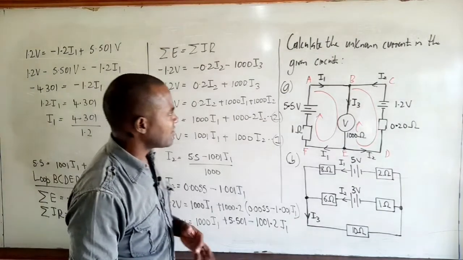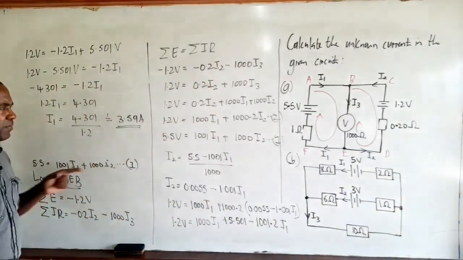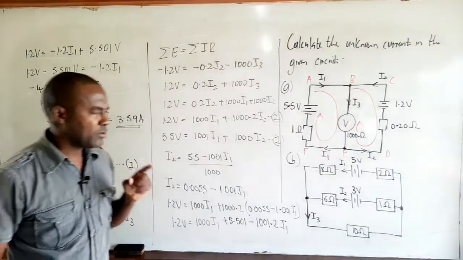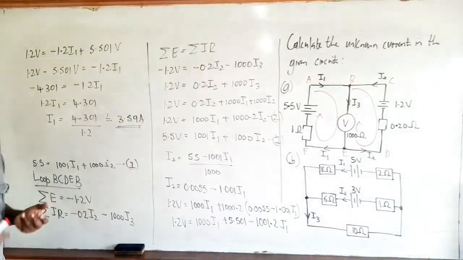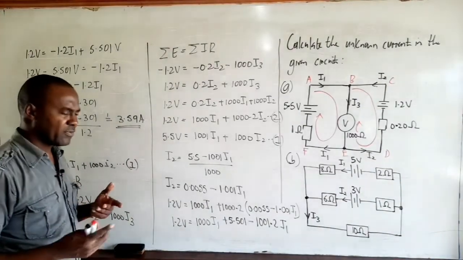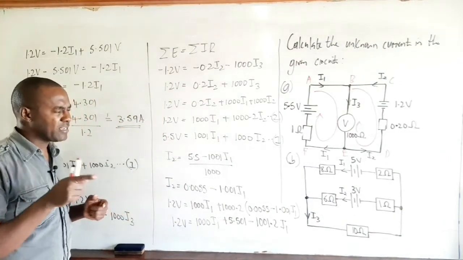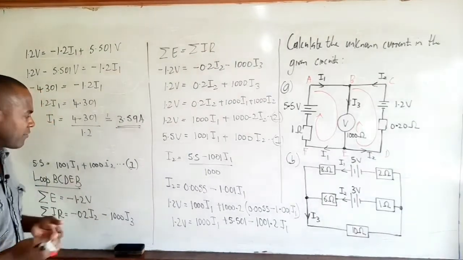Now, if you notice that I1 is actually positive, I1 being positive simply means that I1 is actually flowing in the initial direction we assumed it was flowing. So whenever we assume a current is flowing in a particular direction, if it works out to be positive, it means the current is indeed flowing in that direction. However, if it works out to be negative, then it means that it's actually flowing in the opposite direction we assumed it to have been flowing in.